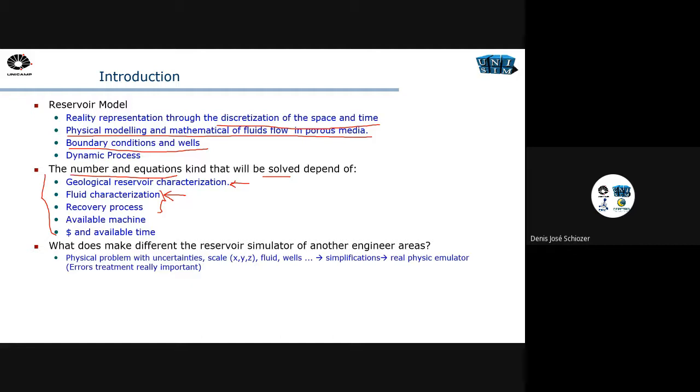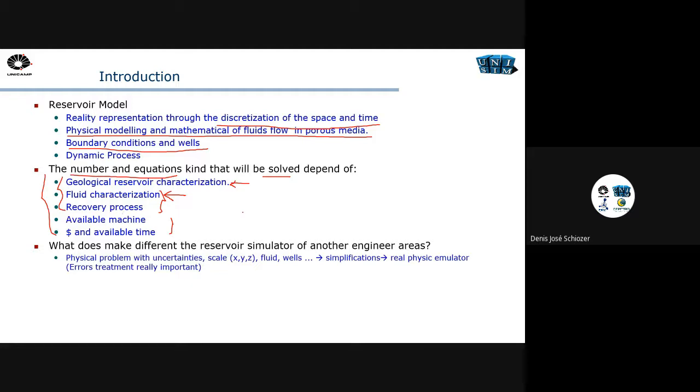Am I going to simulate the reservoir with 100 blocks, or 1,000 blocks, or 100,000 blocks, or 1 billion blocks? This is a function of how good the representation of the geology, of the fluid, and of the recovery process will be, and how much time and how much money we have to simulate that. So we have to select a combination of the best representation of the reservoir, fluid, and recovery process, and the amount of time, money, and computer resources that we have. Okay, this is a very important aspect of our problem.